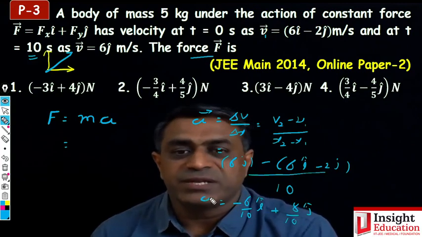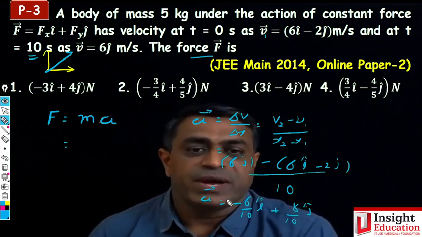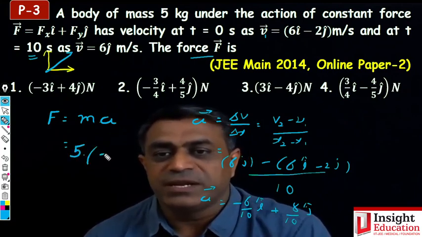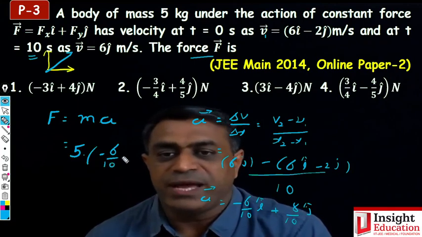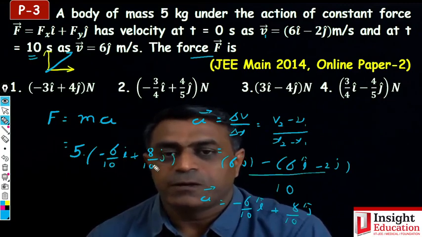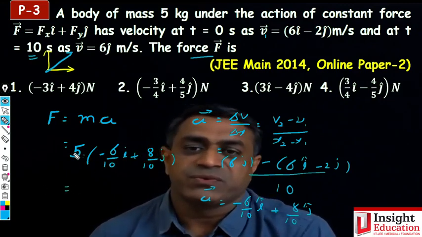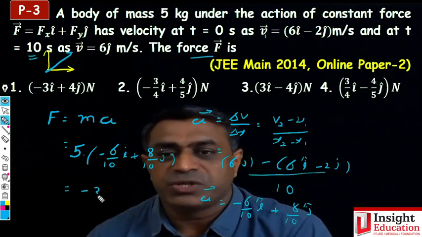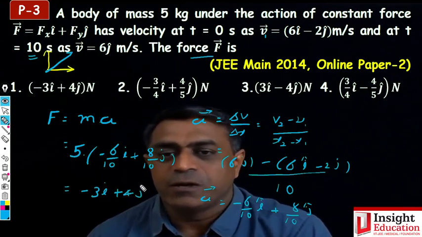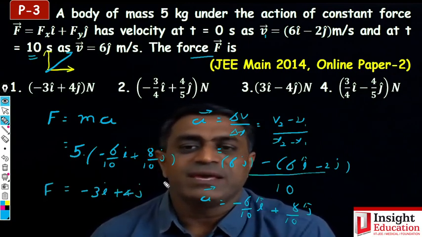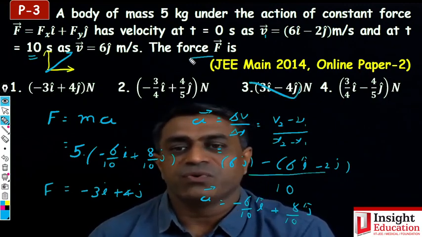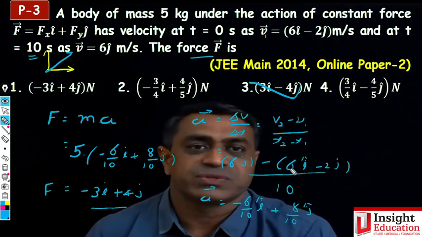So now I know the acceleration. Okay, so if I know acceleration, now I can write: mass m is 5 kg, acceleration is minus 6 by 10 i plus 8 by 10 j. When I multiply, 5 2s are 10, so minus 3 i, 5 2s are 10, plus 4 j. So force is equal to minus 3 i plus 4 j. Okay, so force is again a two-dimensional force.